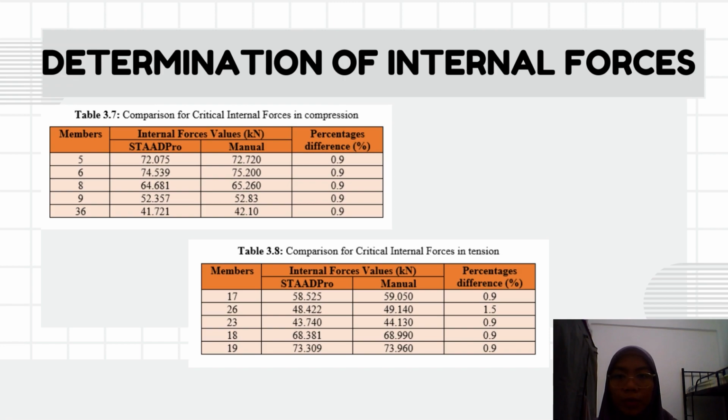So from the comparison using STAAD.Pro and manual calculations, it is just slightly different in the values for both methods. The difference between both methods is not exceeding 2%, so it is acceptable.